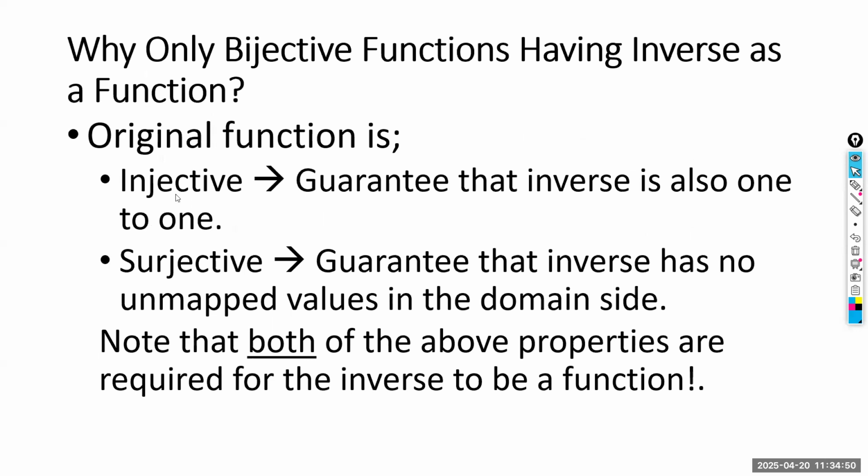So this is the explanation. Injective guarantees that the inverse is also one to one. Surjective guarantees that the inverse has no unmapped values, so no open values in the domain side. That basically guards against problems, so that your inverse is a function.